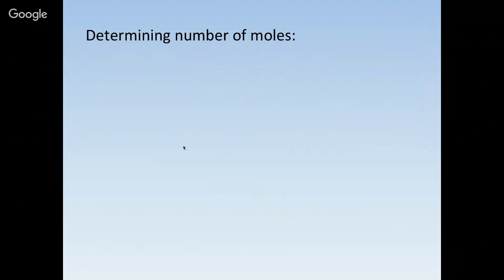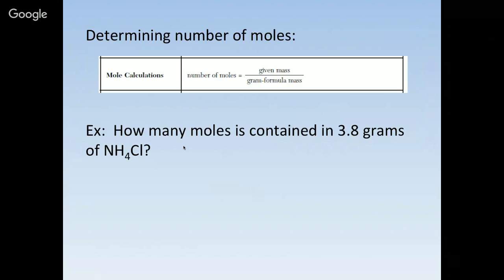Okay, so first, let's try this easy conversion. Remember, you have a mole calculation equation on the back of your reference table. So if we look on the back of the reference table, we have a mole calculation. It says how many moles is contained in 3.8 grams of NH4Cl. So take a moment to answer that.